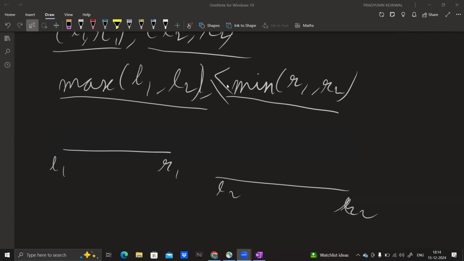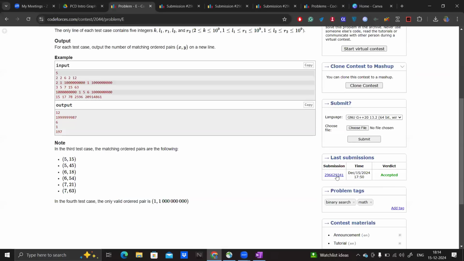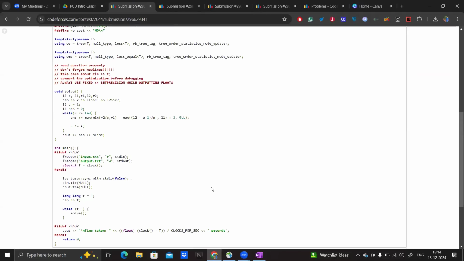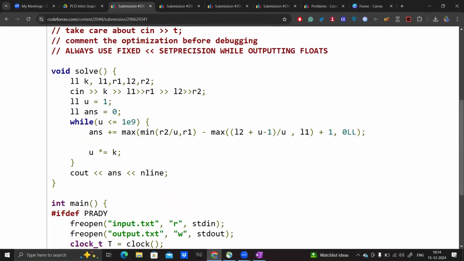Okay, I'll just show the code. Yeah, so the code is very simple. I just took the input k, L1, R1, L2, R2. Then I set the parameter u. Actually, I took u instead of p. u equals 1, answer equals 0. Like I am adding to the answer.